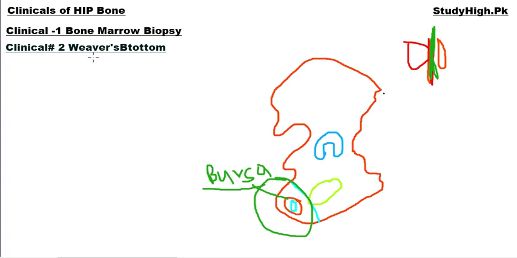What happens in weaver's bottom? There is an inflammation of this bursa that is present between the gluteus maximus and is involved in reducing friction between the ischial tuberosity and the gluteus maximus muscle. So in what type of patients does this happen?